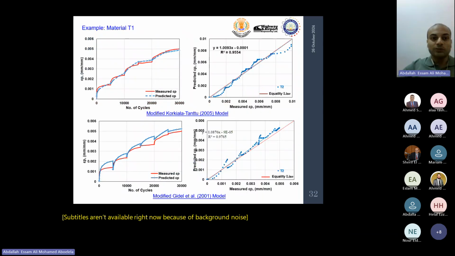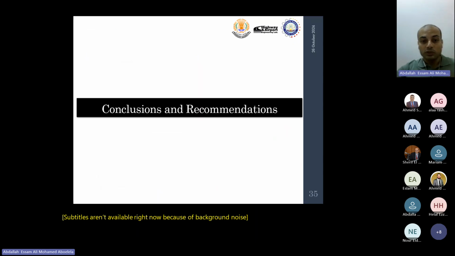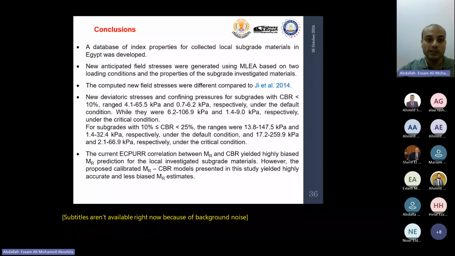For example, for the material T1 as shown, the modified Corcuela Tanto model conducted more fitting values compared to the measured permanent strain. However, the modified GTEL model conducted less accurate values as shown in the figures. And another example for T1 as shown, the modified GTEL failed to fit the permanent strain with the measured permanent strain as shown.